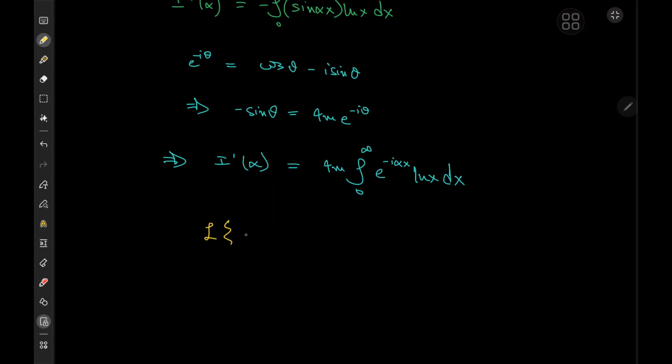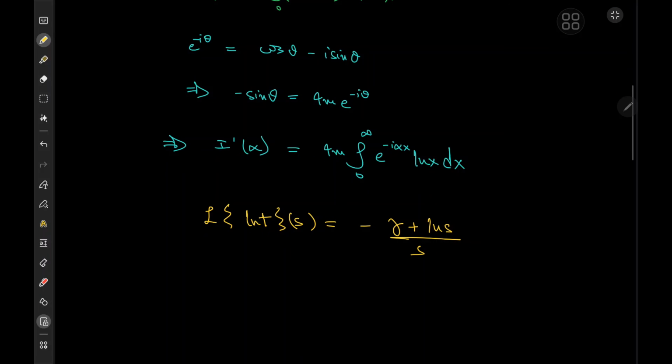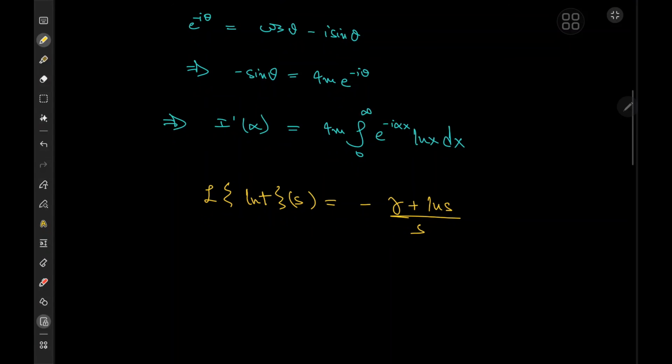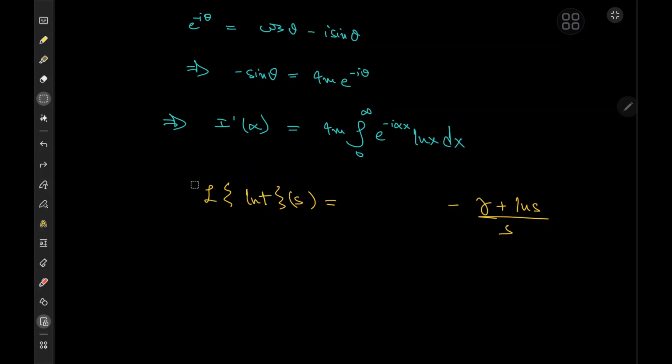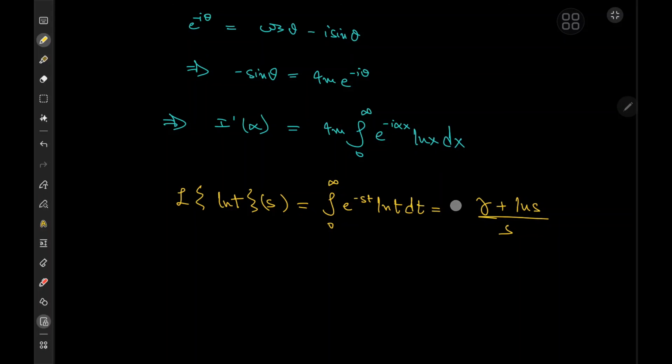So recall that the Laplace transform of log t as a function of the complex variable s equals negative Euler-Mascheroni constant plus log s over s. So what we have is s equal to i times alpha, and to just make that clear, recall that the Laplace transform is defined, in this case, for the log function, as the integral from 0 to infinity of e to the minus st log t dt, which is equal to all of that jazz.